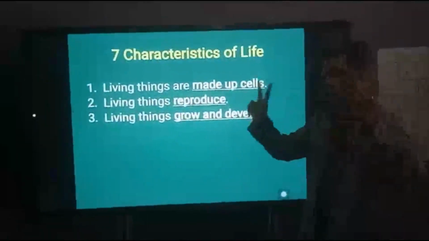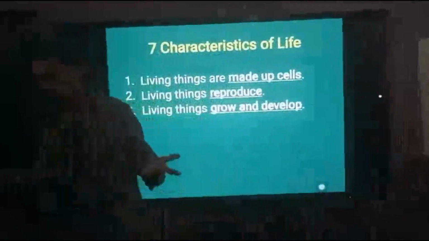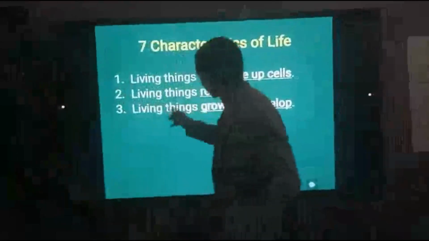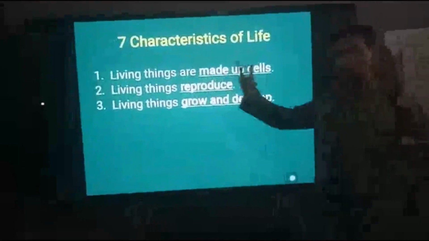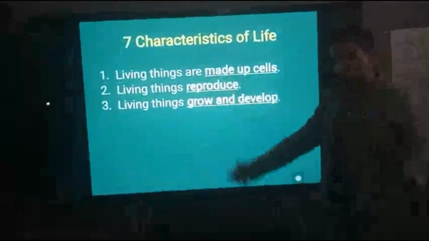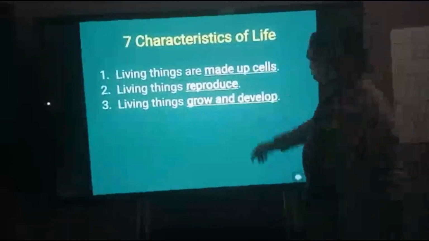Now we have described two. The first one is all living things are made of cells, and the next one is living things reproduce. That means they are producing their next generation. Okay, the third one is what? Living things grow and develop.